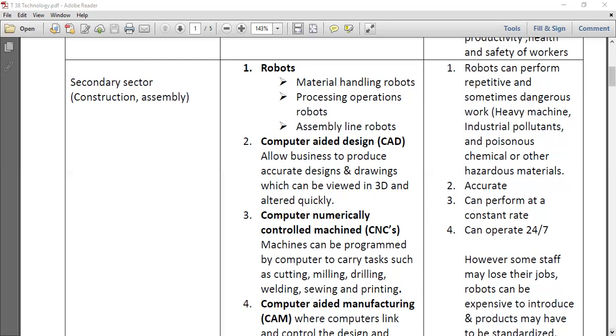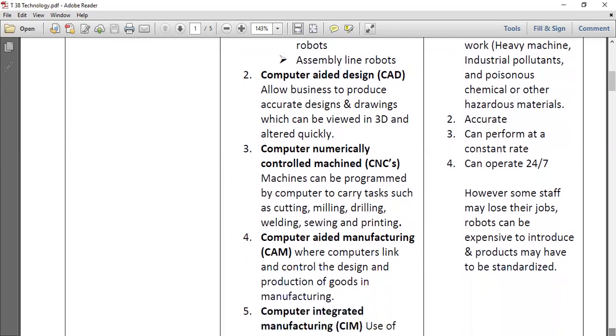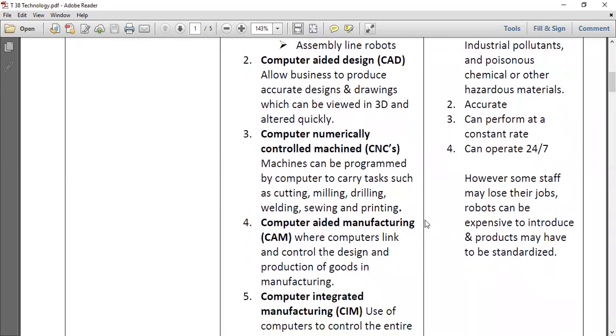And also we talk about CNC, computer numerical control, while the process is ongoing. When the process is going, we can give the feed of the numerical control. We can use a computer to carry out tasks such as cutting, milling, drilling, welding, sewing, printing, and numerous other activities by using CNC methods. As a result, you can see the computer-aided manufacturing systems.